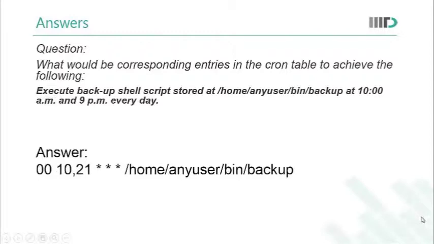This is the answer for the B part. It would execute the script stored at this location twice a day, that is at 10 AM and at 9 PM, that is 21 hours. I have separated these two values using a comma. This would execute the script twice a day. We can always do that. The minute is 00, that is the start of the hour, and the day of the month and the day of the week are all wildcard entries, since I want the script to be executed every day.